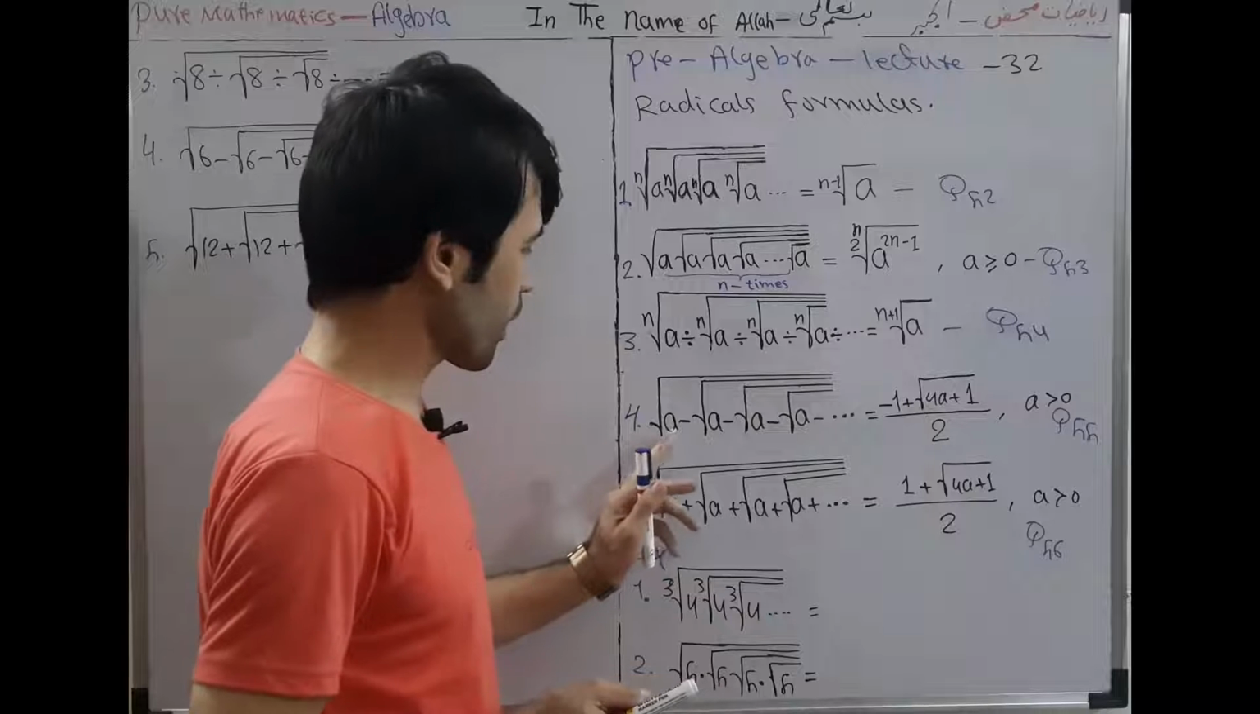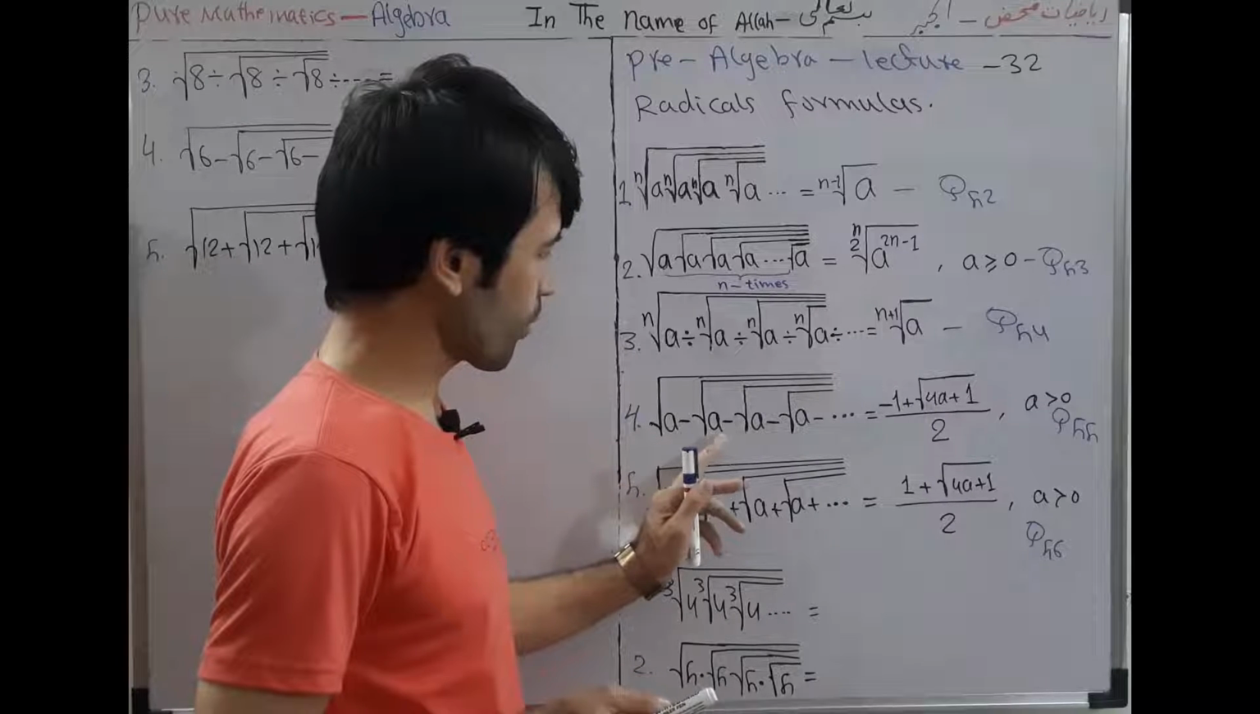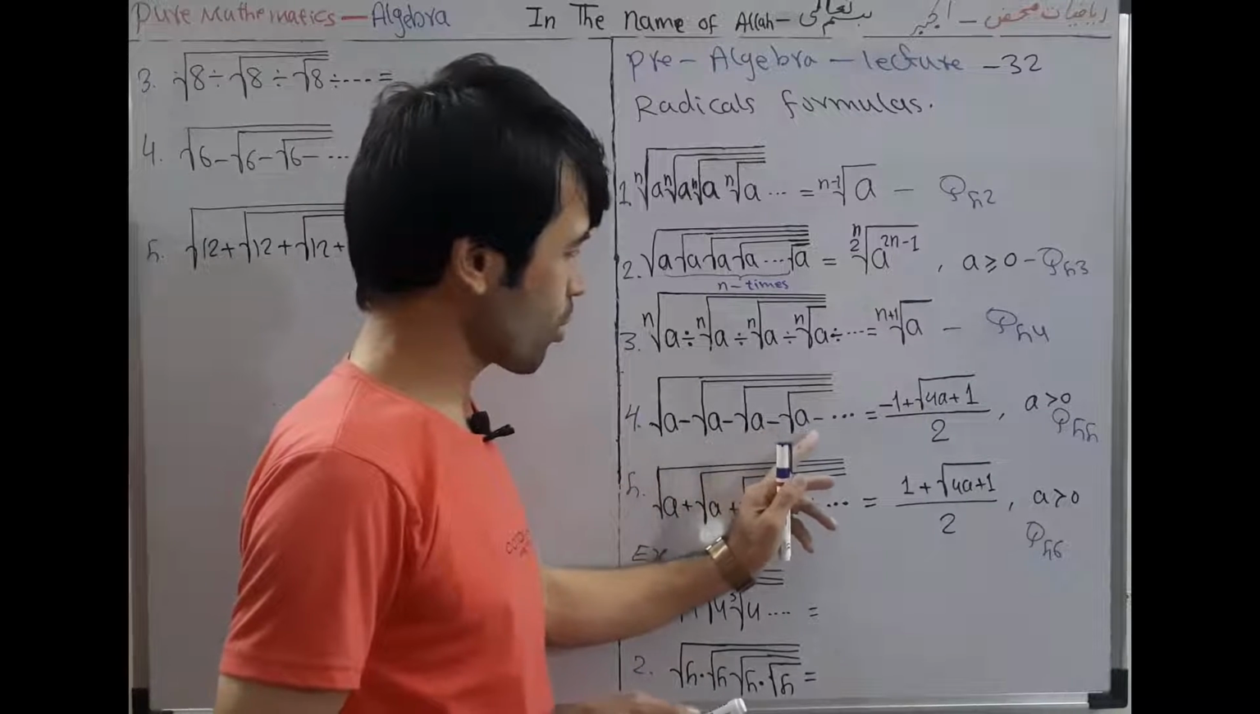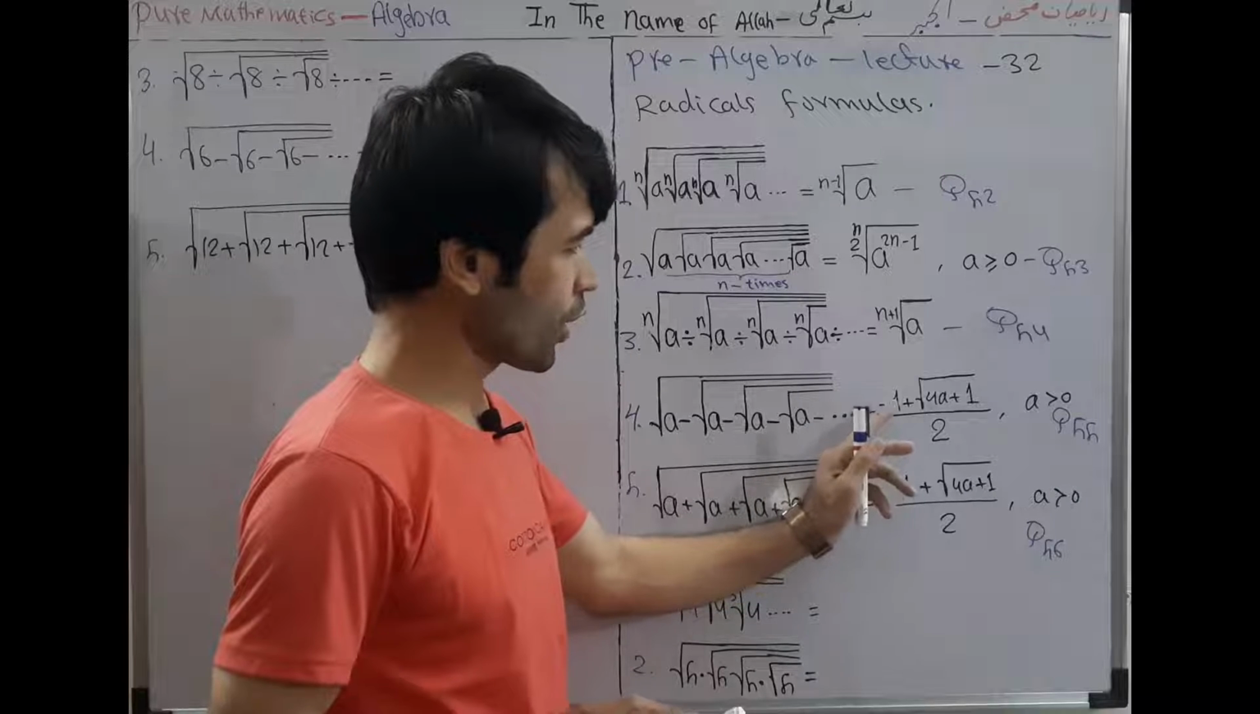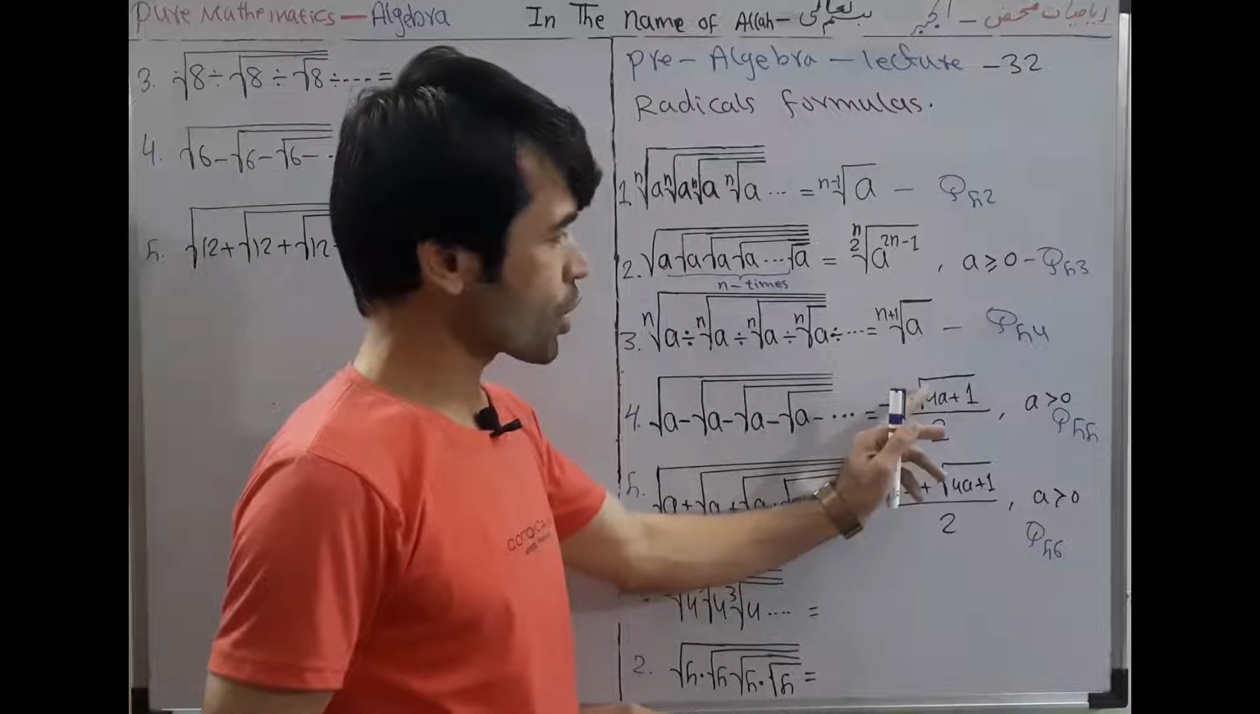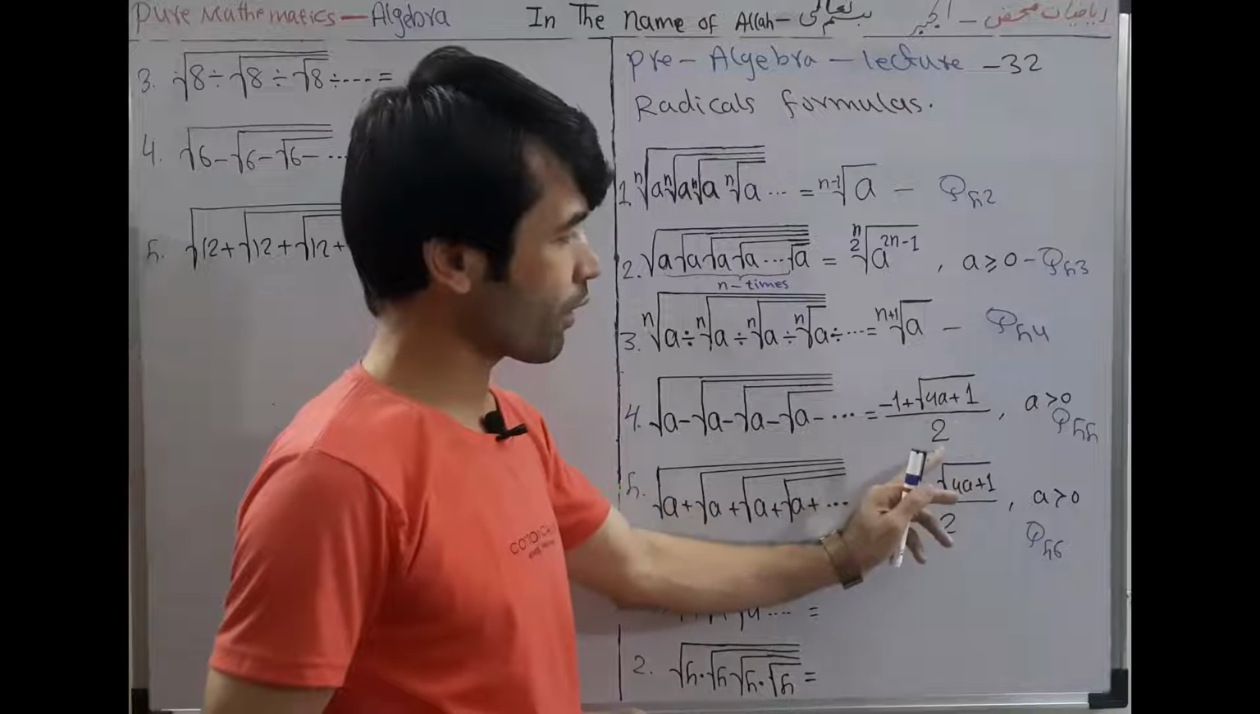And number 4: square root of a minus square root of a minus square root of a minus square root of a minus, and so on. It is equal to minus plus square root of 4a plus 1, over 2.